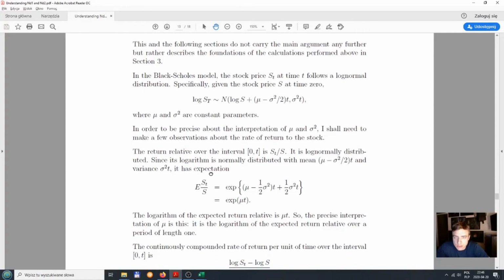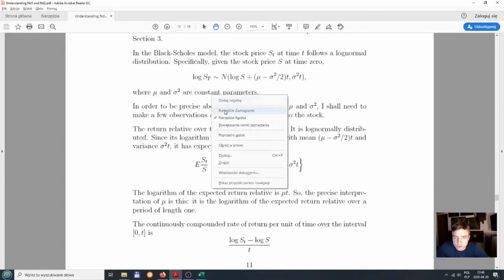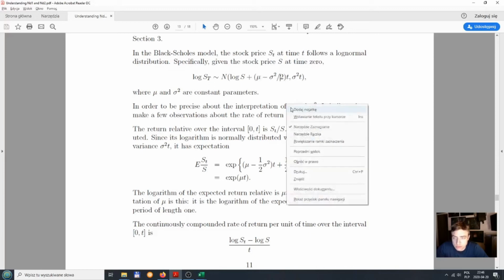What I would like to notice here is that in the Black-Scholes model we have this underlying instrument S_T at time t, and we know that the price follows a log-normal distribution. So if you have a logarithm of this price, this logarithm of a price follows a normal distribution according to this formula, and you may be already familiar with this part. So we have this mu minus half of the variance raised to the second power.